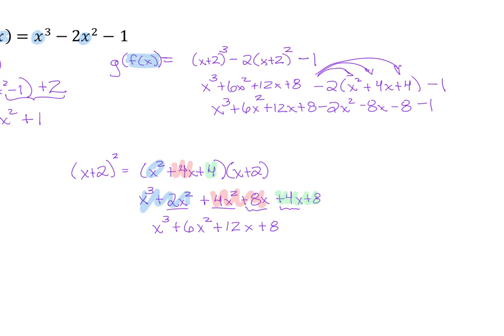If we combine our like terms, we get x cubed. I can combine my 6x squared minus 2x squared to get me 4x squared. I can combine my 12x minus 8x, gives me plus 4x. My positive 8 and my negative 8 cancel, and we have a minus 1 at the end. And that is our simplified function.